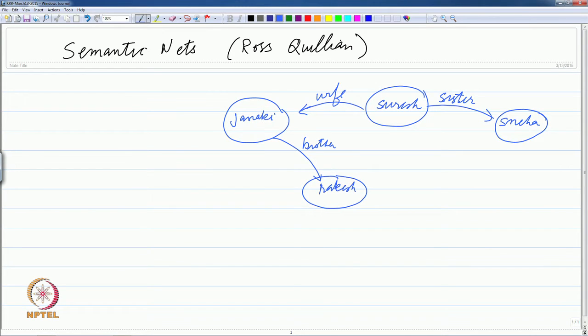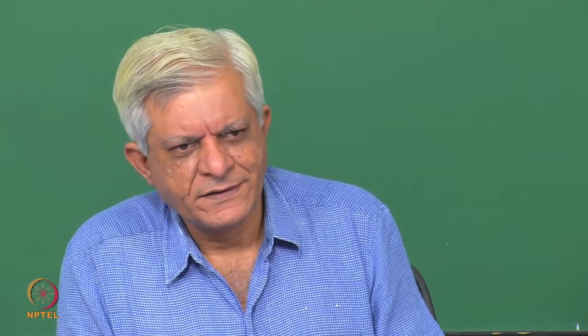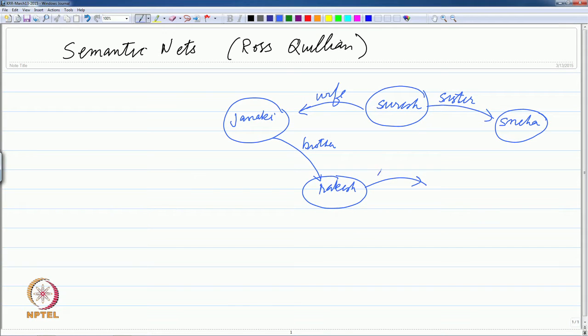So, I have just shown some relations which are kind of human relationships, but any kind of relation you could add. So, for example, you could say Rakesh lives in Chennai and Chennai is in, let us say, Tamil Nadu, and so on and so forth. So, you could have a whole network of such relations where every edge represents a relation and every node is a term essentially, and you could construct a whole thing.